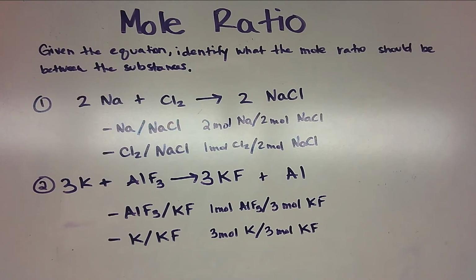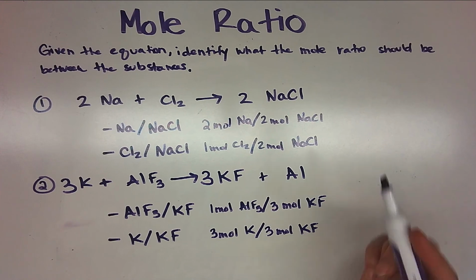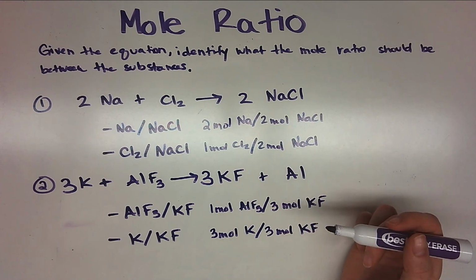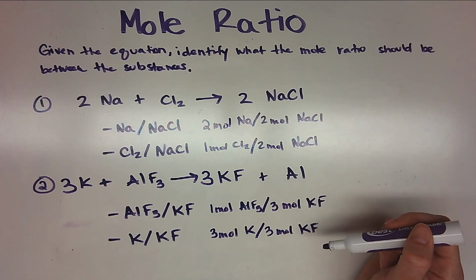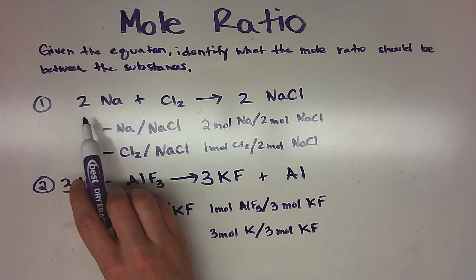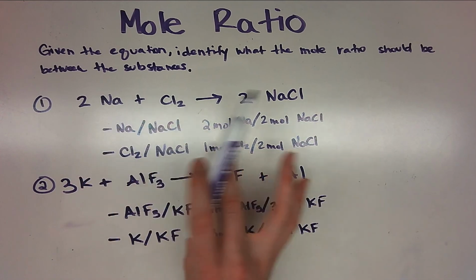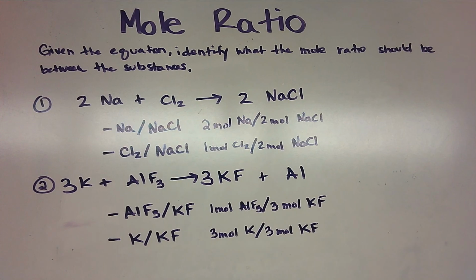Alright, so practice some more of these on your own. Remember that the big ticket item with this whole unit of stoichiometry and finding the mole ratio is remembering how to balance a chemical equation. So making sure that we have the same number of atoms of each element on both sides of our equation.